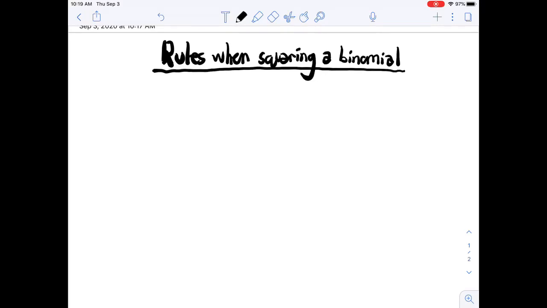Today I'm going to talk about some rules that apply when squaring a binomial. The first rule states that the square of a binomial, so multiplying a binomial by itself, can be calculated by squaring the first term, multiplying the product of the two terms by 2, and squaring the last term.